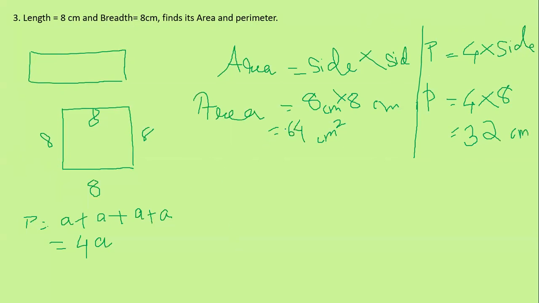So the value of area is 64 centimeters square and the value of perimeter is 32 centimeter. Done? Okay. This is again the third type of sum. So यहाँ से तुमको समझना पड़ेगा कि whether it's a square or a rectangle. This is the kind of sum, right?